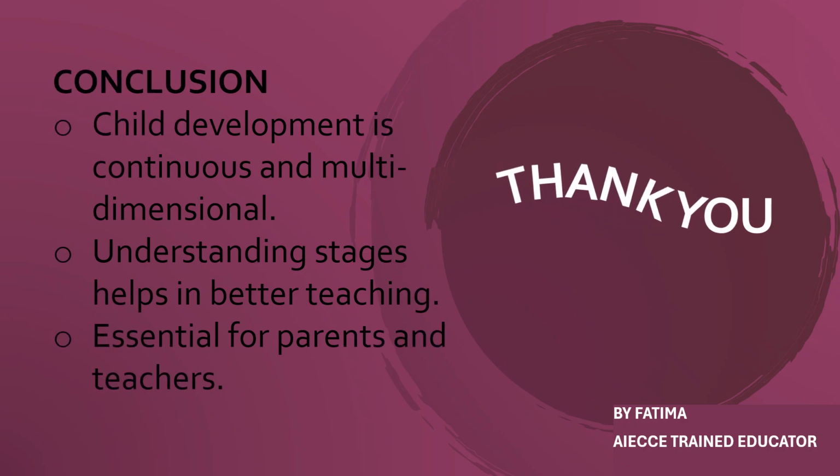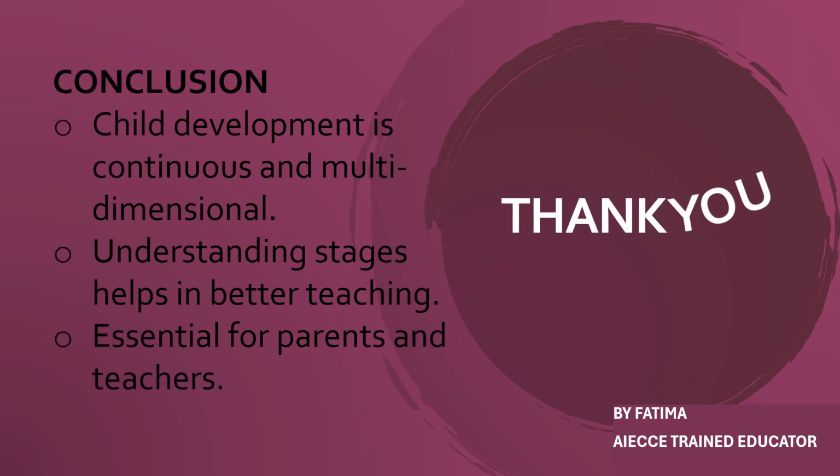Now the final conclusion. So let's revise quickly. How many stages are there? 4. How many aspects are there? 5. Are they connected? Yes. So finally, child development means growing in body, growing in mind, growing in emotions, and growing in behavior all together.